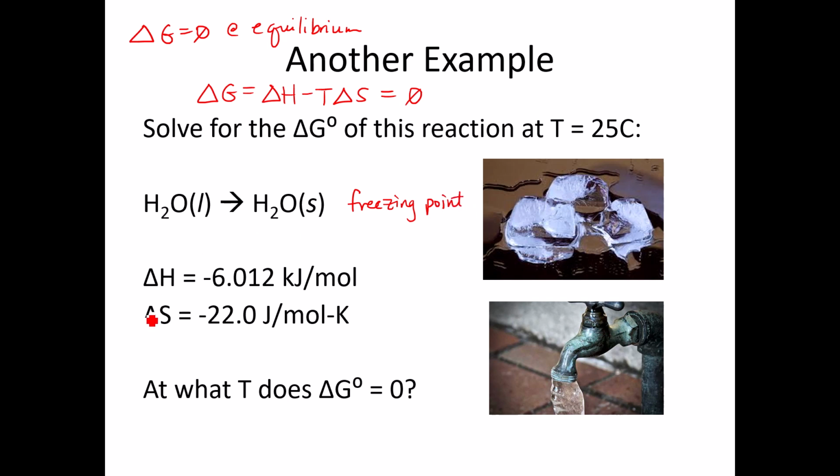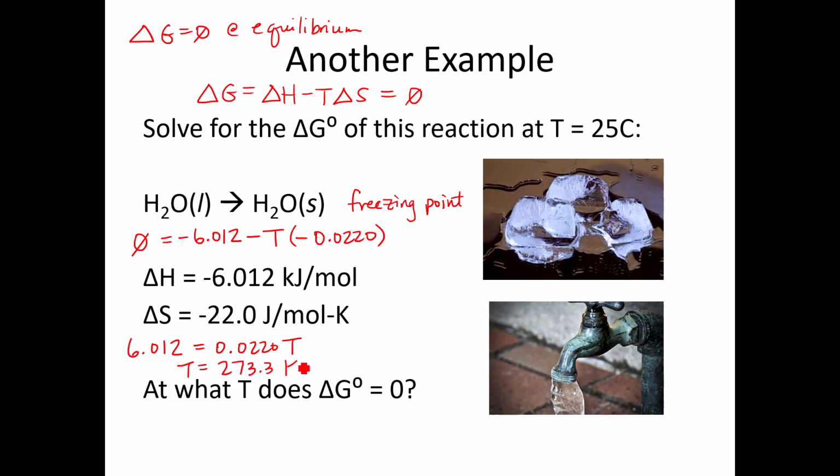We have delta H and delta S, so we're going to fill in our Gibbs free energy equation where we have 0 for delta G, negative 6.012 for delta H, minus, we're going to solve for the temperature, times negative 0.0220, remember converting for units, for delta S. So then when we move this over, move 6.012 to the other side, negative times a negative cancels out, so we get delta H is equal to delta S times T. Then when we divide, we get 273.3 Kelvin.